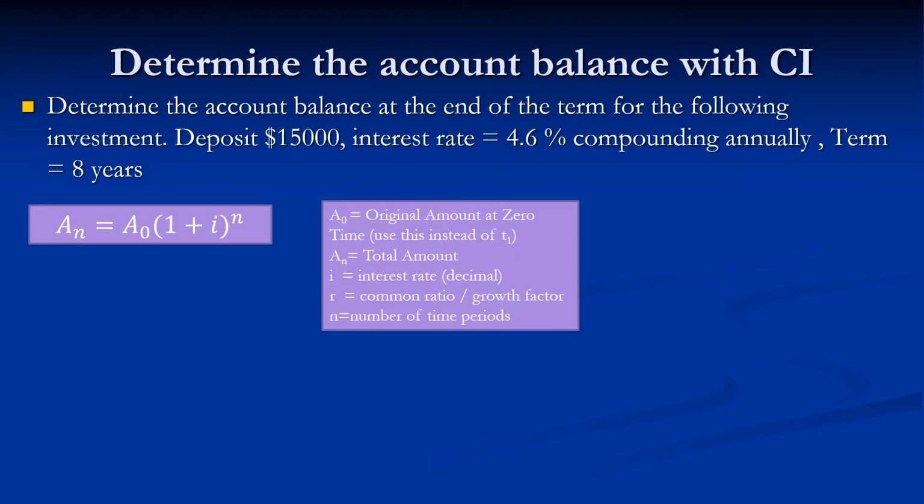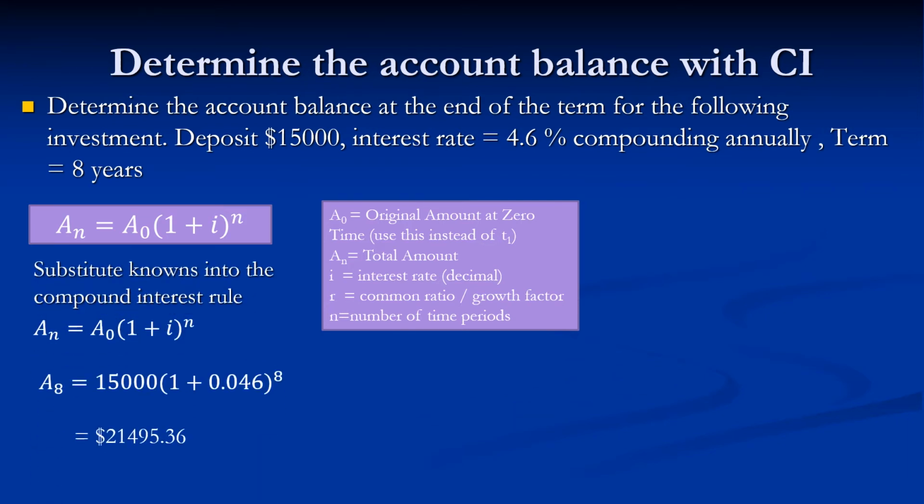So let's have a look at an example. So we want to determine the amount, the account balance at the end of the term for the following investment. So we've got a deposit of 15 grand, interest rate of 4.6 compounding annually, and a term of 8 years. So we've got our appropriate formula here, and we can just substitute into that.